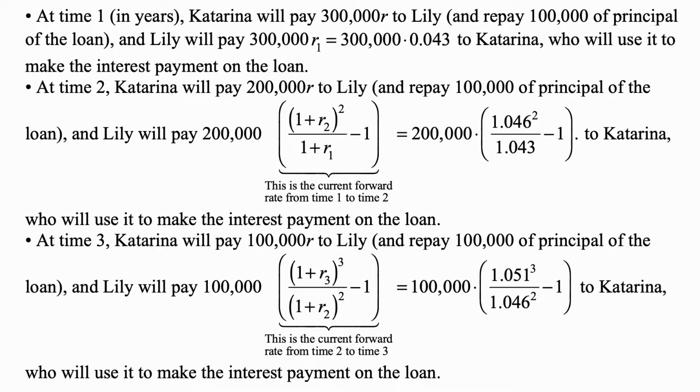And Lily will pay 100,000 times the forward rate from time 2 to time 3, which can be calculated as (1 plus R3 cubed over 1 plus R2 squared) minus 1, because 1 plus that forward rate times (1 plus r2) squared has to be equal to (1 plus r3) cubed. And that's equal to 100,000 times (1.051 cubed over 1.046 squared minus 1). So she'll pay that to Katerina, who will use it to make the interest payment on the loan.